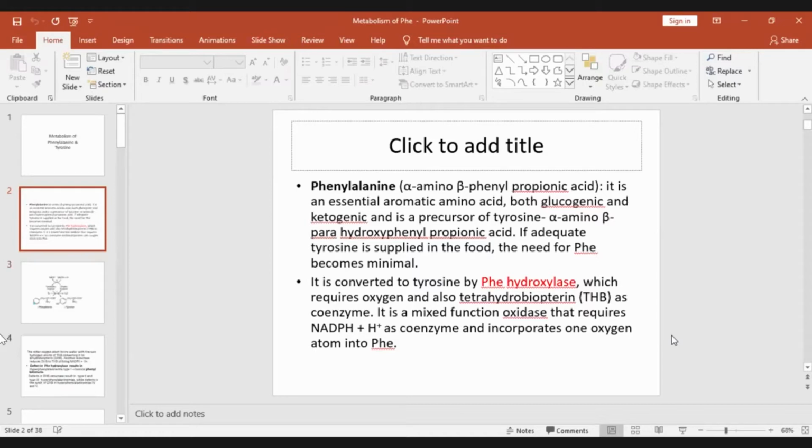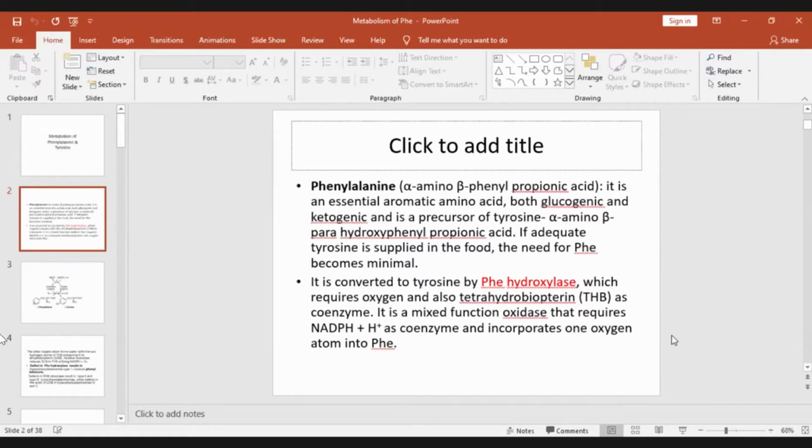Phenylalanine is an essential aromatic amino acid, both glucogenic and ketogenic, and is a precursor of tyrosine. Tyrosine is not an essential amino acid because it is synthesized from phenylalanine. That you should remember. So if adequate tyrosine is supplied in the food, the need for phenylalanine becomes minimal. The main pathway, or the only function, of phenylalanine is to form tyrosine.